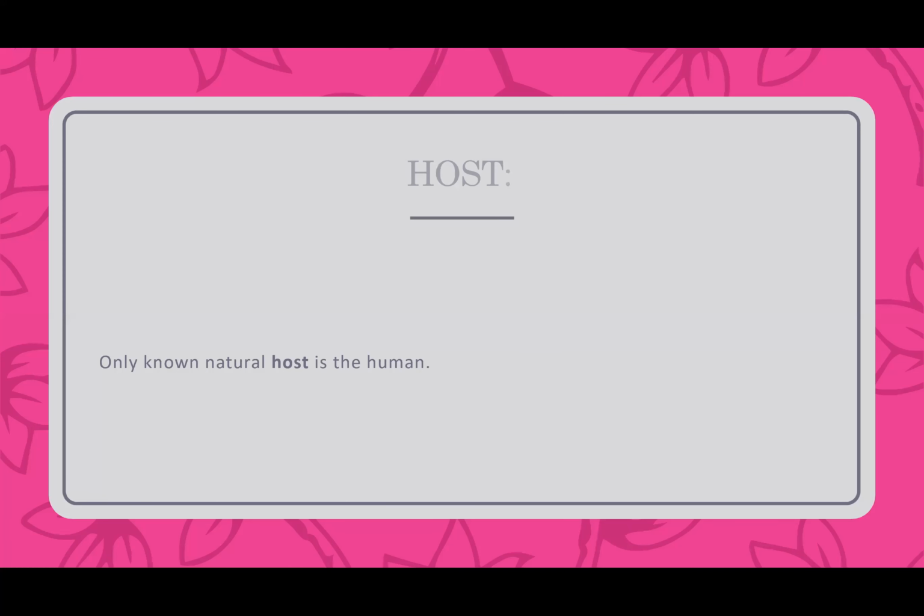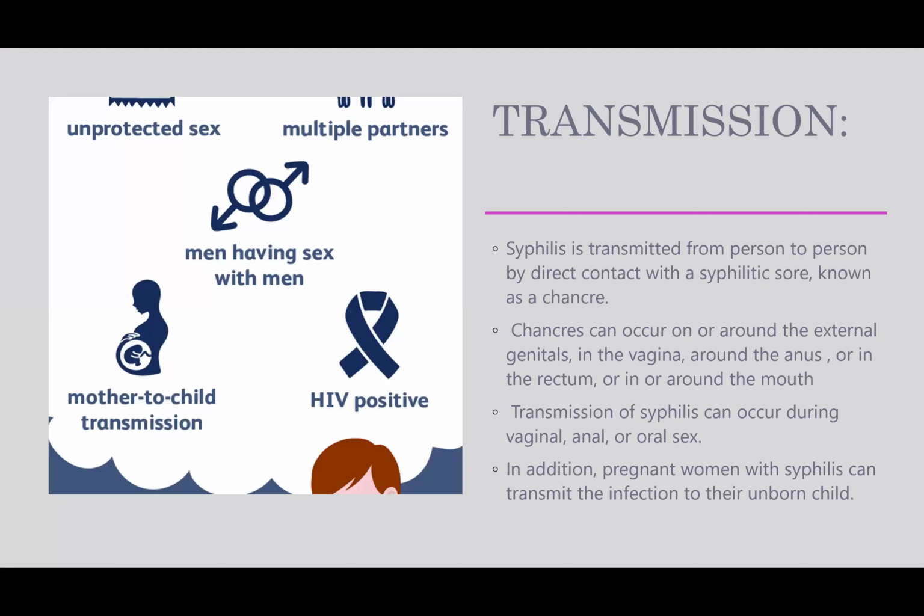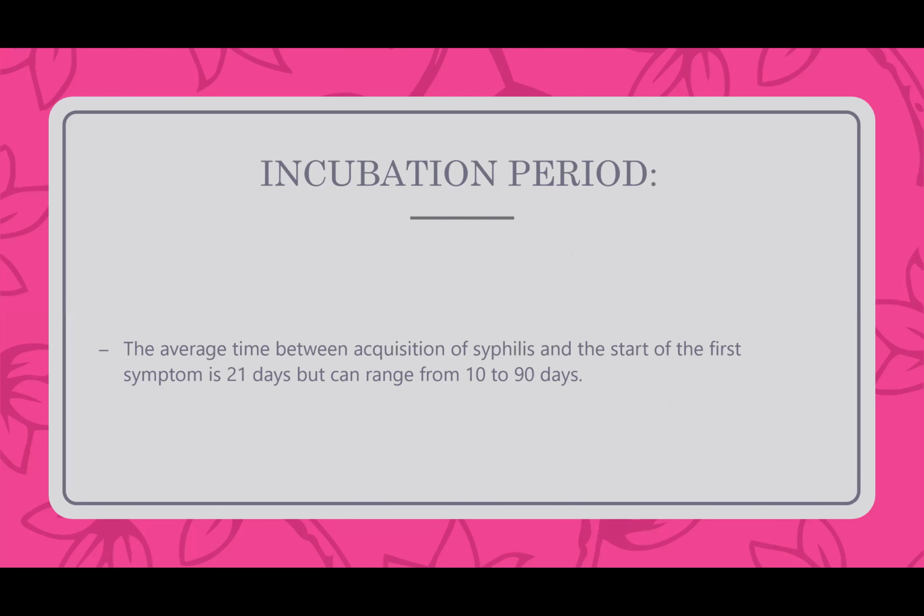Transmission. Syphilis is transmitted from person to person by direct contact with a syphilitic sore known as a chancre. Chancre can occur on or around the external genitalia, in the vagina, around the anus, in the rectum, or in or around the mouth. Transmission of syphilis can occur during vaginal, anal, or oral sex. In addition, pregnant women with syphilis can transmit the infection to their unborn child. Incubation period: the average time between acquisition of syphilis and the start of the first symptom is 21 days, but can range from 10 to 90 days.